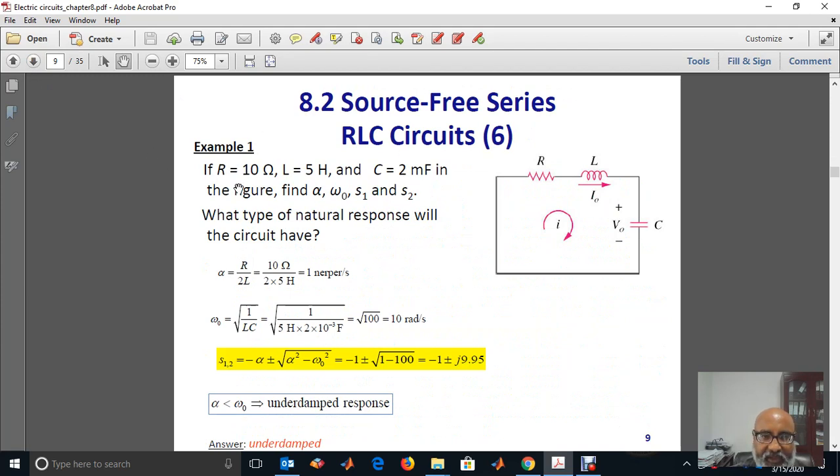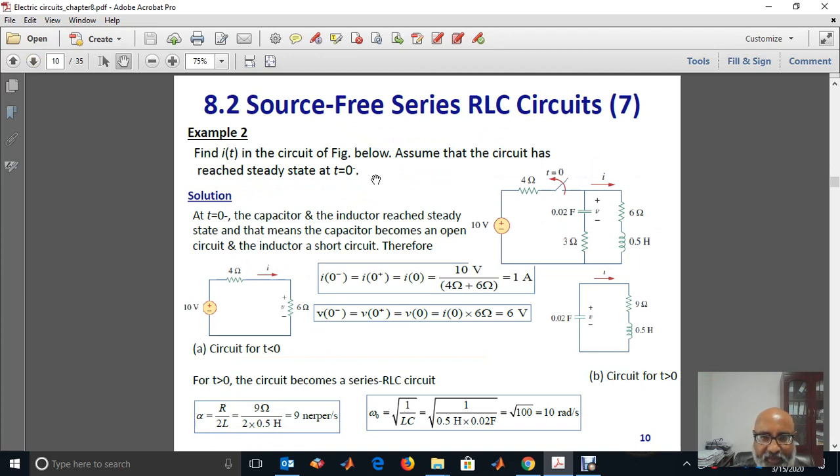Okay, let's have an example here. For example, if R equals 10 ohm, L is 5 Henry, C is equal to 2 millifarad, then let's find alpha and omega naught. Very simple. We just substitute the parameters. Alpha is 1, omega naught is 10. And because alpha is less than omega naught, this will have an underdamped response.